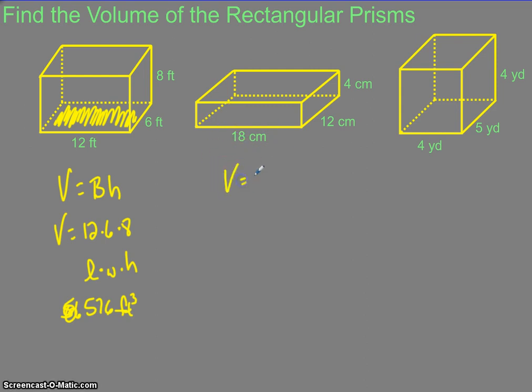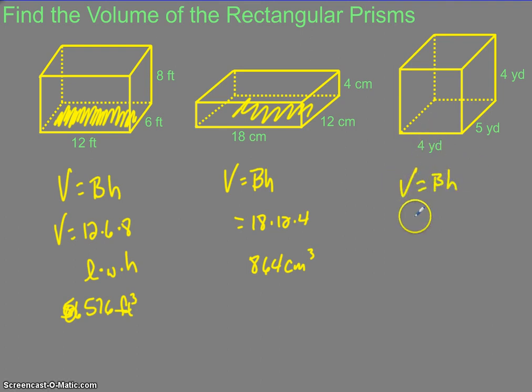Okay, again, V equals capital B, H, again, essentially that's length times width times height, which is 18 times 12. That is the area of this base. Then the height of the prism is 4. Okay, so 18 times 12 times 4 gives us 864 centimeters cubed. Okay, this one, again, V equals capital B, H. That is length times width times height, 4 times 5. That's the area of the base, capital B. That is 4 times 5 times 4. Okay, 20 times 4 is 80. 80 yards cubed.